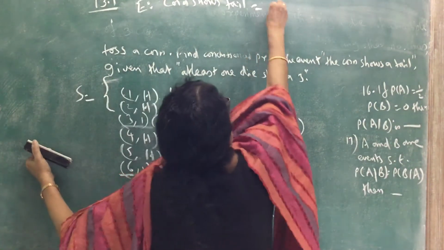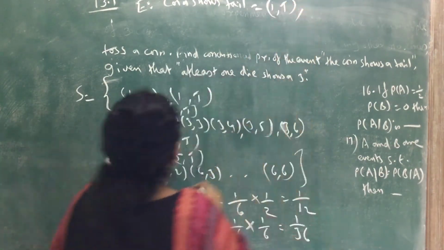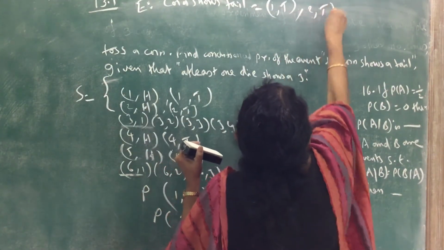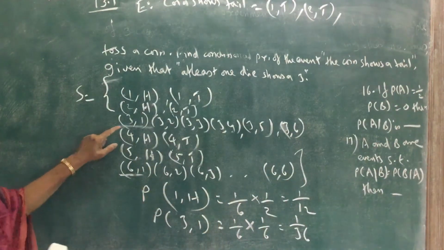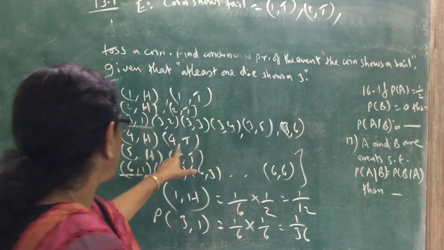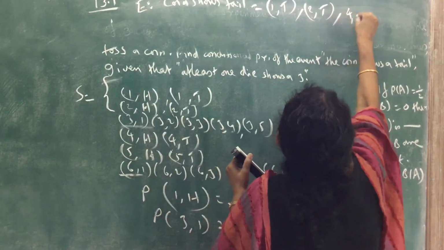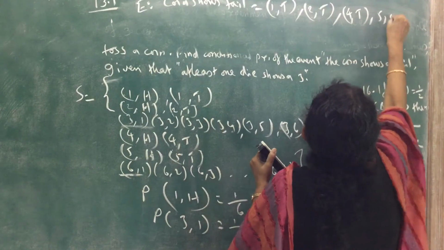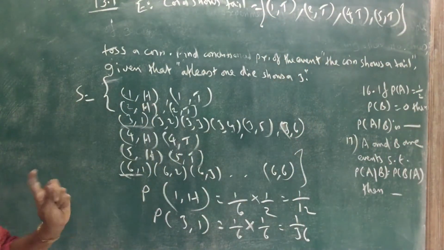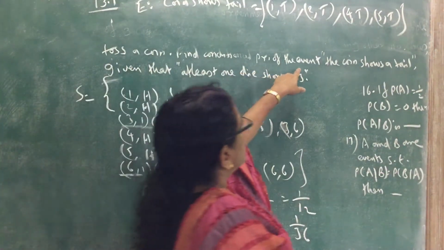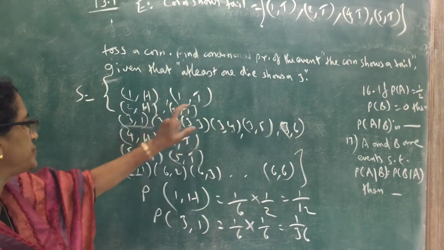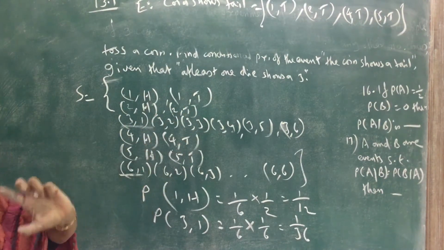1T. Then here 2T, the coin shows tail. Then here nothing. Here 4T, here 5T. So this is the event E, that is, the coin shows tail. So the coin shows tail means 1T, 2T, 4T, 5T. These are the 4 elements.